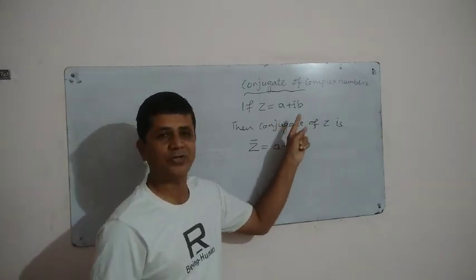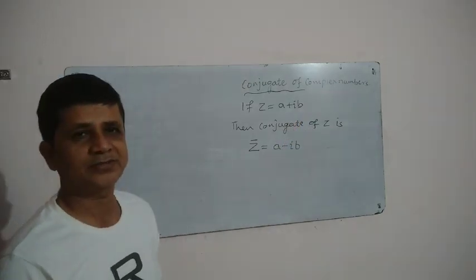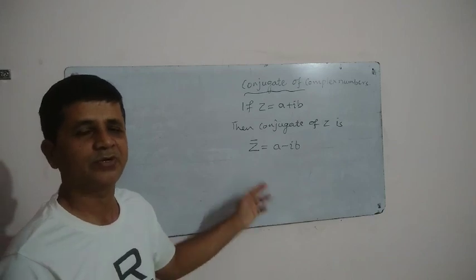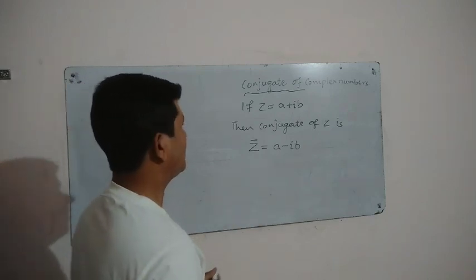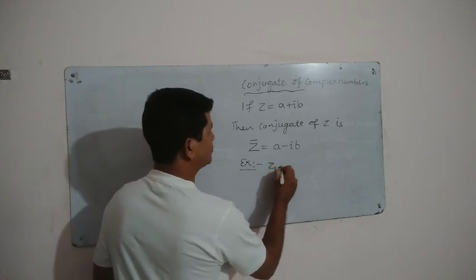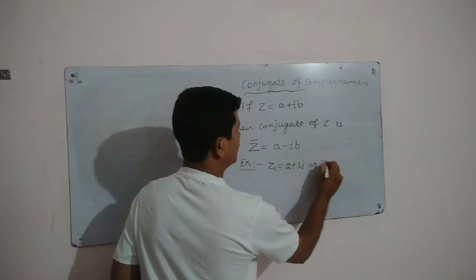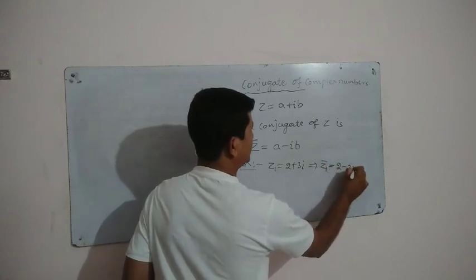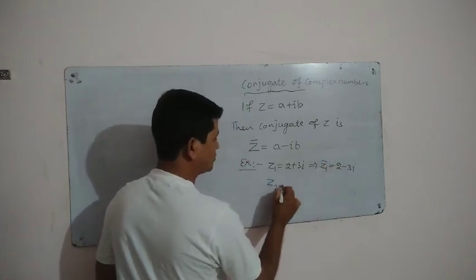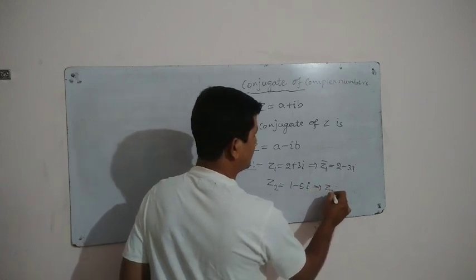If z is equal to a plus ib, then its conjugate z bar is equal to a minus ib. Now let's look at an example. Z1 is equal to 2 plus 3i. Then what is the conjugate of Z1? It is 2 minus 3i. Z2 is equal to 1 minus 5i. Then what is its conjugate?